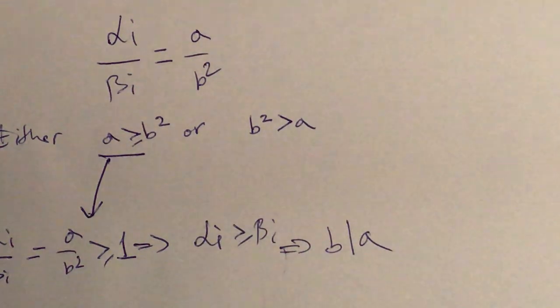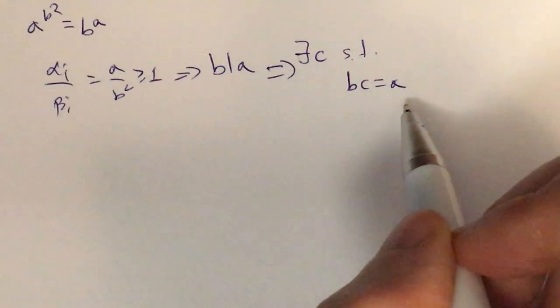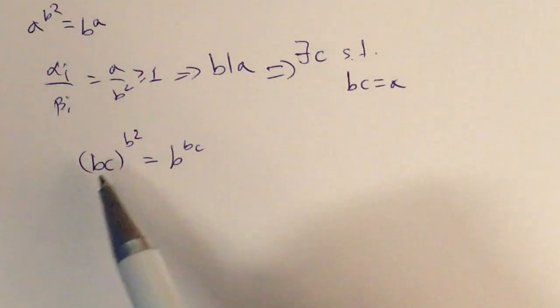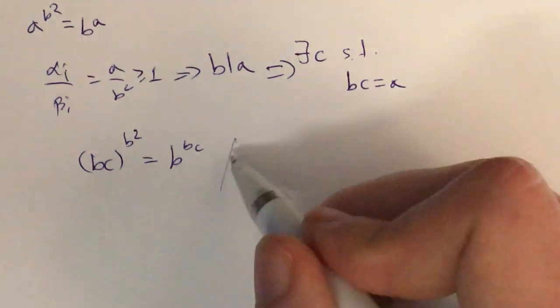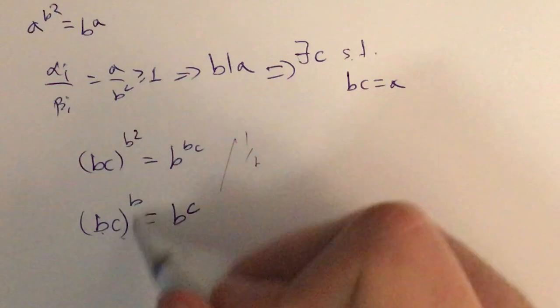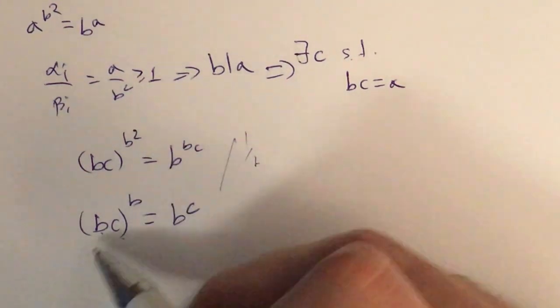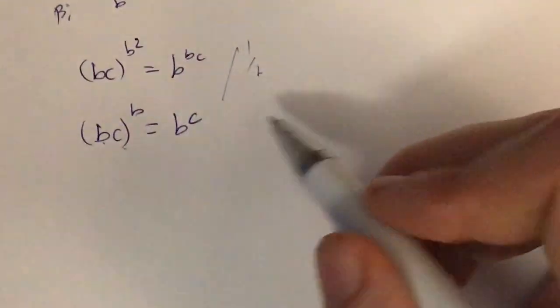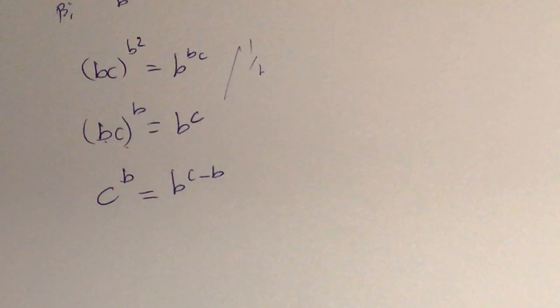Now what this tells us is there exists a c such that b times c is equal to a. And now we plug that back into the original and we get (bc) to the power of b squared is equal to b to the power of bc. We take the b-th root of both sides, and what we get is (bc) to the power of b is equal to b to the power of c. And now we can divide both sides by b to the power of b. And what that gives us is c to the power of b is equal to b to the power of c minus b.